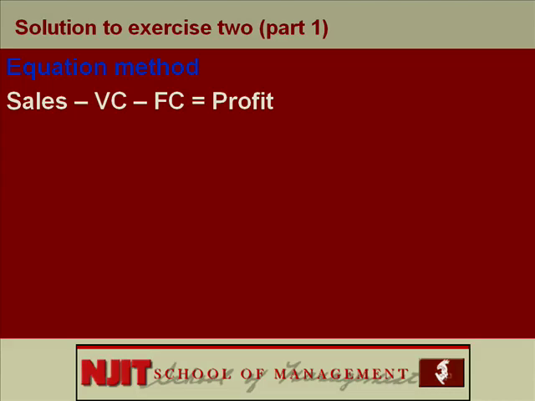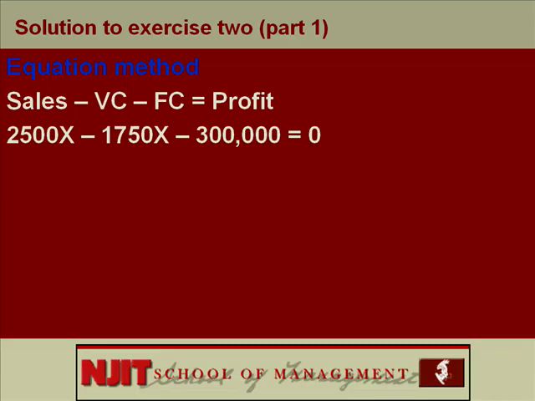Assume you got to sell X units to break even. So how would it look? There you go. 2,500X is the sales, minus 1,750X is the variable cost, minus 300,000 is the fixed cost, equals, it's break even, so profit is 0. So solve for X. X equals 400 players.